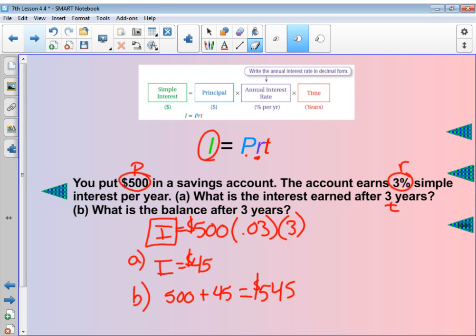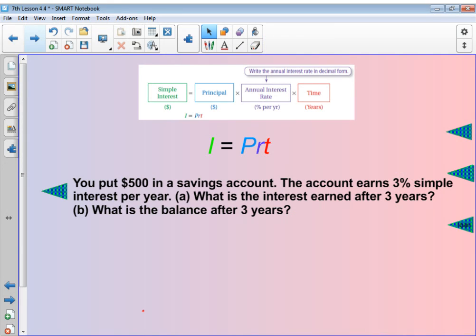Okay, these ones are a little bit more tricky because you have to be identifying what the principal is, what the rate is, what the time is. So remember, time is going to be your years or your months. This is going to be a percent. This is going to be the money that you deposited or that you borrowed.